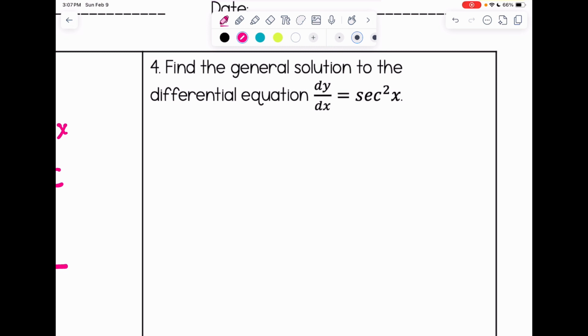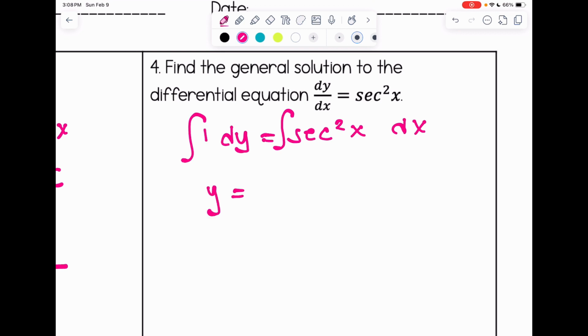Okay, number 4, cross multiply or multiply both sides by dx, and you'll have your variables separated. Integrate both sides. Remember, it's like we have a 1 over here, so this gives me y. Now I know the derivative of tangent of x gives me secant squared x, so the antiderivative of secant squared is tangent x, and we're going to put plus c at the end.